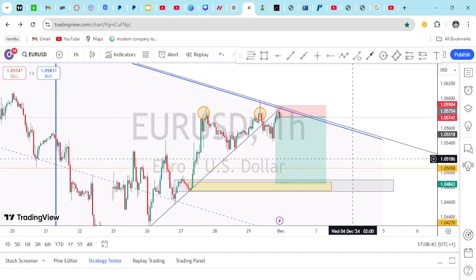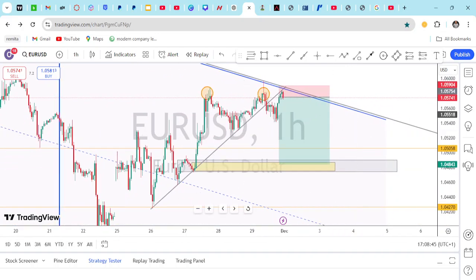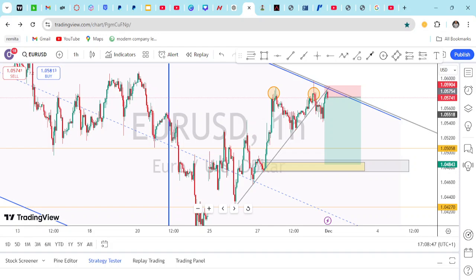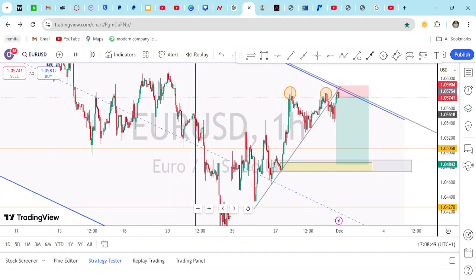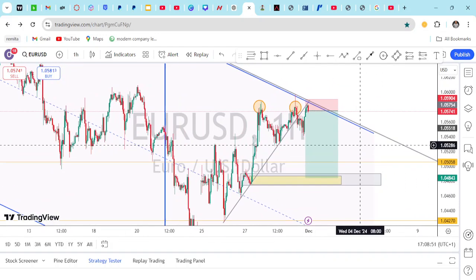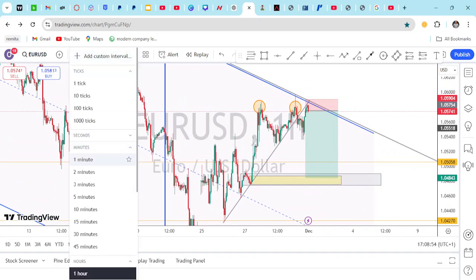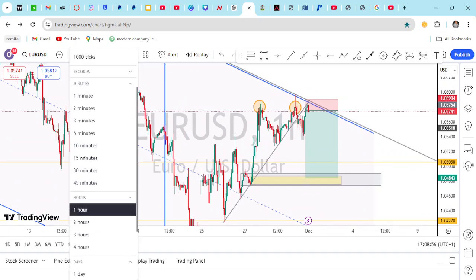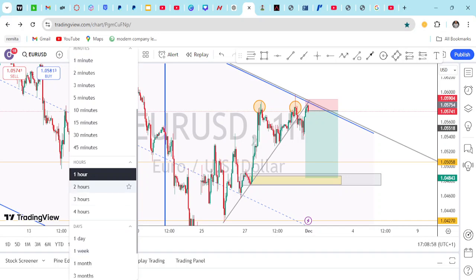So this is my outlook for this particular pair, and I am technically bearish on Euro USD. The reason is this: let's look at it on a higher time frame. So on a higher time frame, let's say daily.